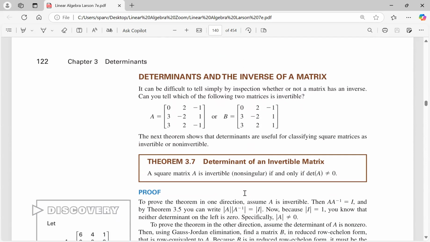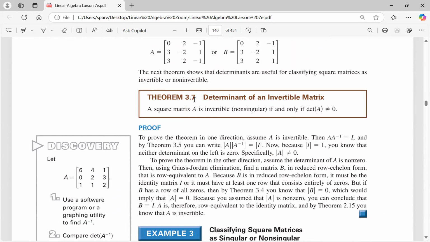Let's see what else. Now, Theorem 7, determinant of an invertible matrix. This is actually an important theorem. All theorems are important, but this one specifically, because remember last week we had a list of 5 things. This says these statements are all 5 true or all 5 false. We're going to see those 5 statements in a moment, and we're going to add one more to that list. This is the determinant of an invertible matrix.